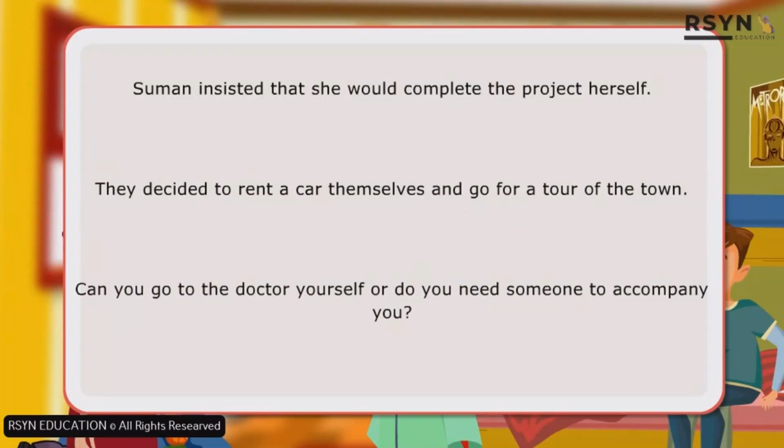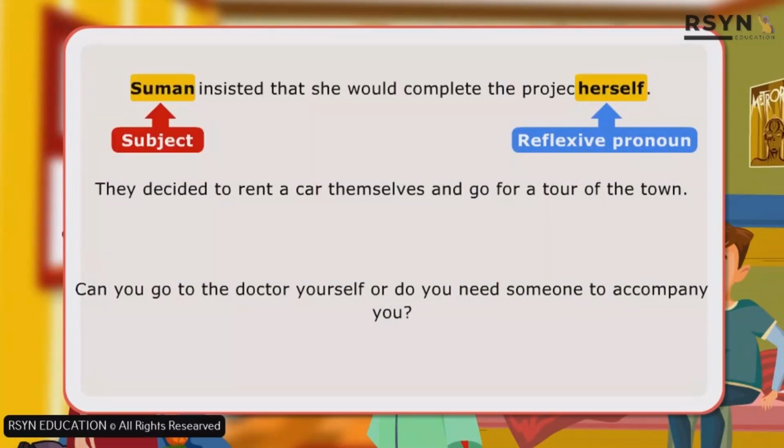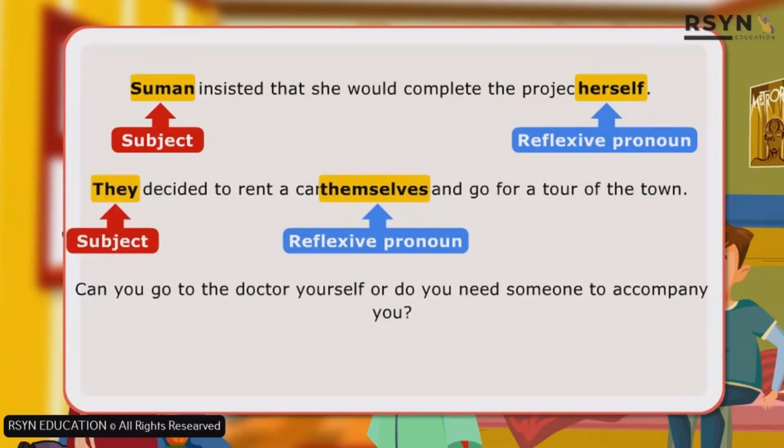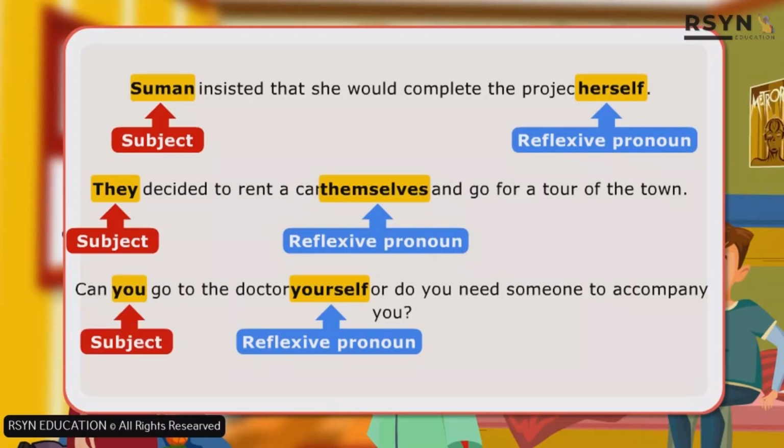In the first sentence, herself is a reflexive pronoun as it refers back to the subject, Suman. In the next sentence, themselves is a reflexive pronoun since it points back to the plural subject they. In the third sentence, yourself is a reflexive pronoun as it is referring back to the subject, you.